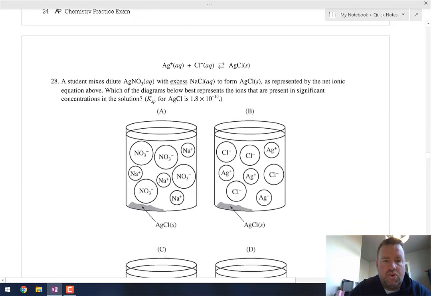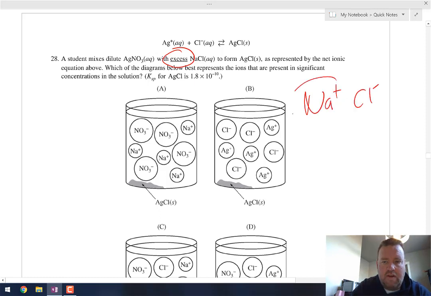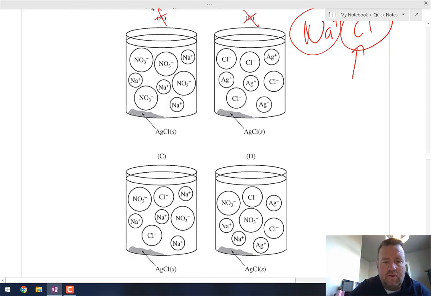Question number 28. The key here is that you have excess NaCl, which means no matter what, when you get done, you're going to have some sodium ions and some chloride ions floating around. A big way to solve this problem is that when you have something that's in excess, it means there's going to be some of that left over. So notice in answer A, there is no chlorine left over. So A is out. In answer B, there's no sodium left over. So B is out.